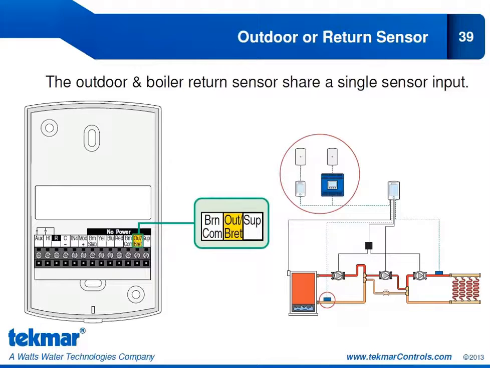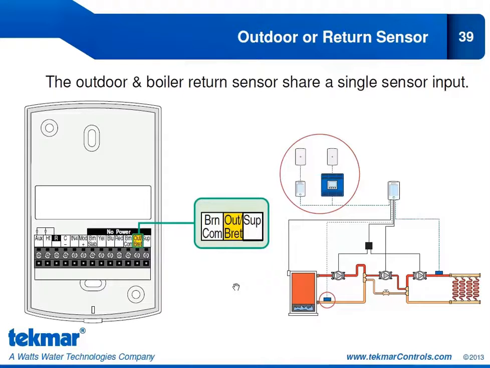In the system menu is also where you can configure whether the shared sensor input terminal is for an outdoor sensor or a boiler return sensor. So you can see it's this terminal right here. We can either connect to an outdoor sensor or a boiler return sensor, but not both. So in applications like what we've shown here, where we do want boiler return protection, we have this boiler return sensor connected to the 654. What that means is we can no longer connect the outdoor sensor to this 654.